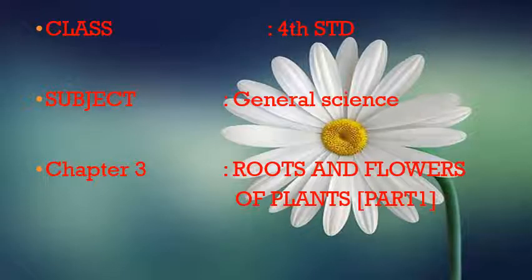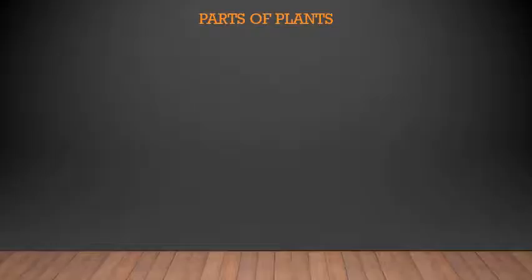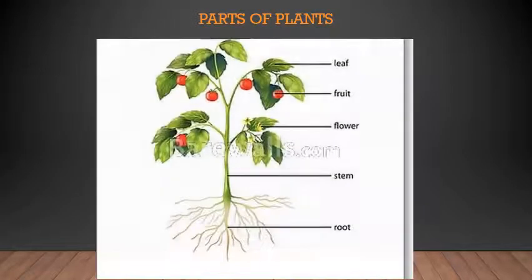The following video is for class 4, subject General Science, chapter Roots and Flowers of Plants, part 1. So this is the third chapter where you're going to learn about roots and flowers of a plant. First we are going to revise about what are the different parts of a plant. You have already learned about different parts of a plant. This is like a small revision.